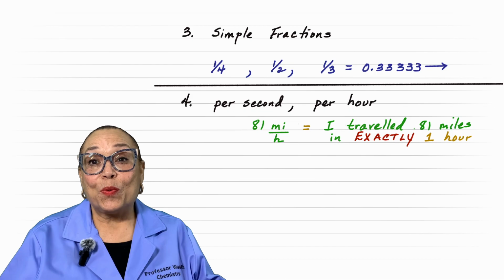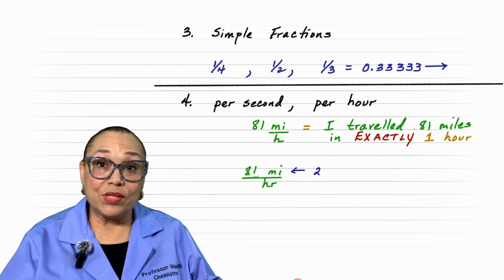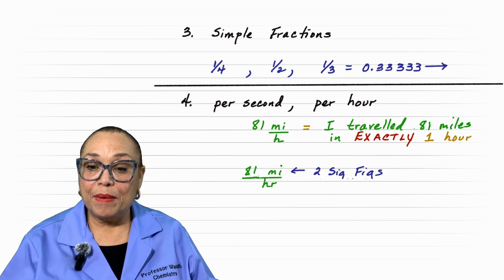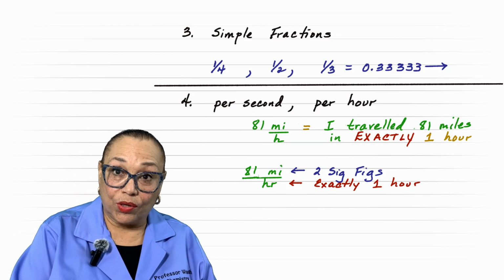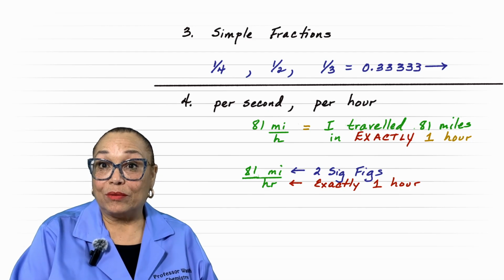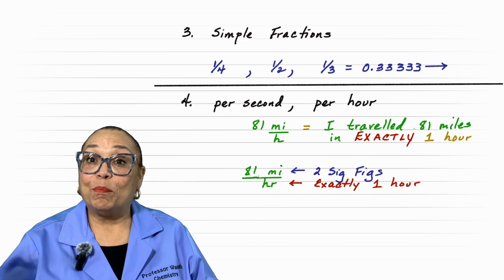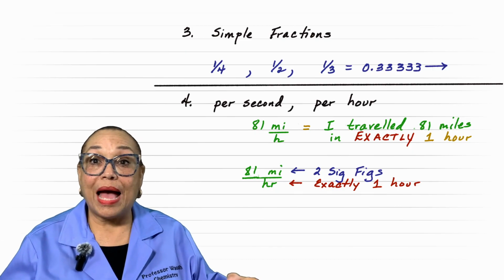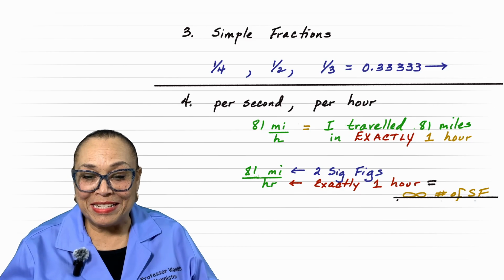So the miles per hour, the numerator, the miles, is only 2 sig figs, okay? But the hour means in exactly 1 hour, I would have traveled that amount of distance. So the denominator, the bottom number, per hour, has an infinite number of sig figs, all right?